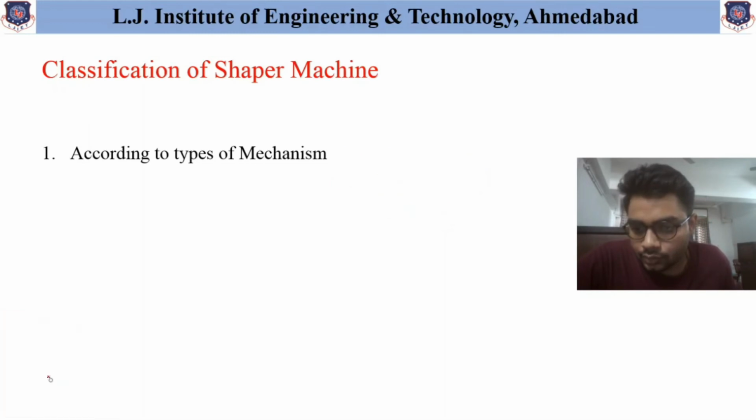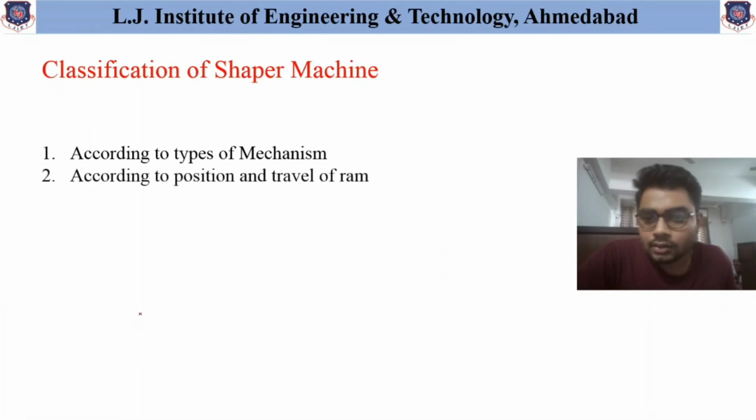So these three different mechanisms can be used to obtain this reciprocating movement. Now the next one is according to the position and travel of the ram. So we have discussed in our first topic of shaper, planer and slotter machine that the ram can be moved in maybe a horizontal direction, maybe a vertical direction.